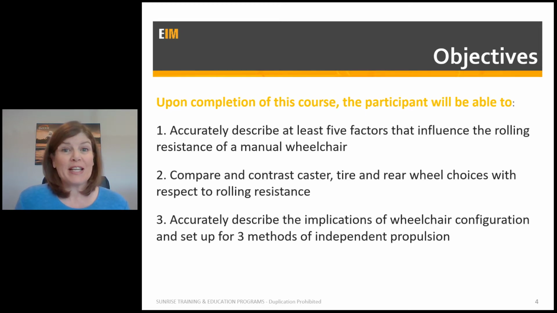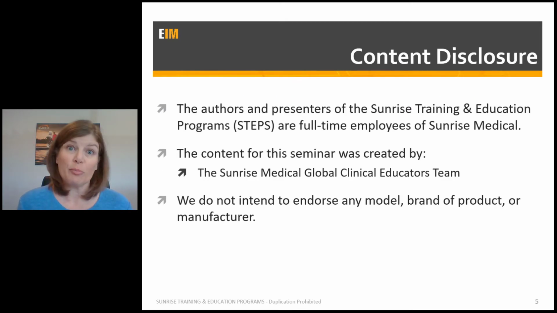Now, hopefully by viewing today's webinar, you will, at the end of the webinar, be able to accurately describe at least 5 factors that influence rolling resistance in a manual wheelchair. You'll be able to compare and contrast different casters, tires, and rear wheel choices with respect to rolling resistance, as well as be able to accurately describe the implications of wheelchair configuration and setup for 3 methods of independent propulsion. And those methods of independent propulsion are hand propulsion, foot propulsion, and hand and foot propulsion.